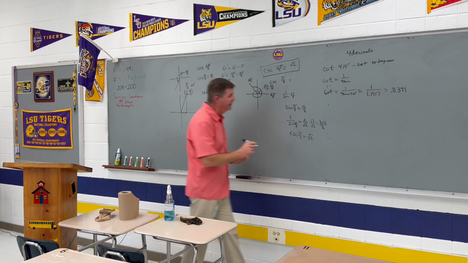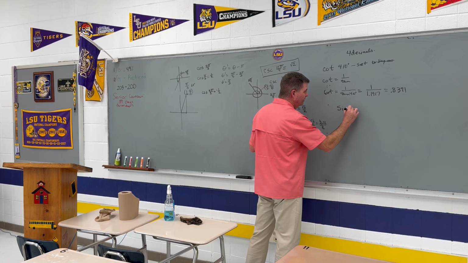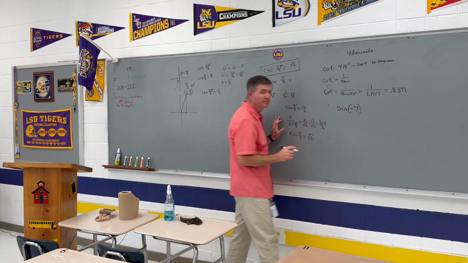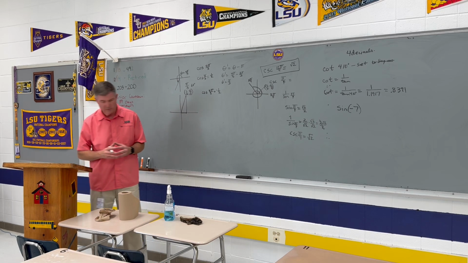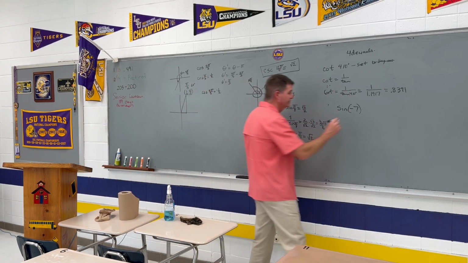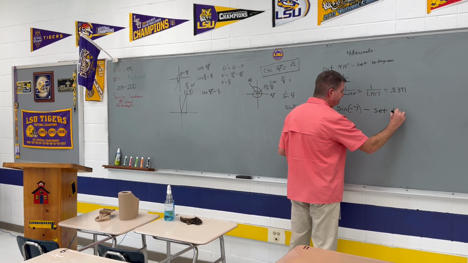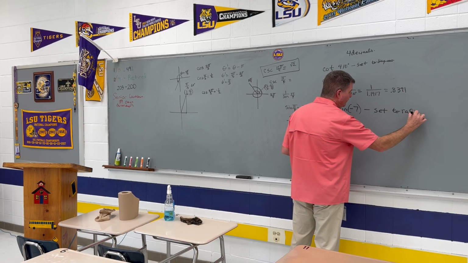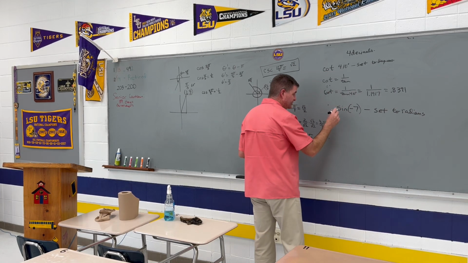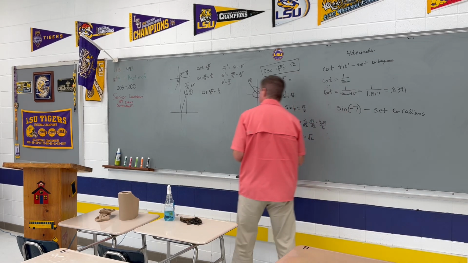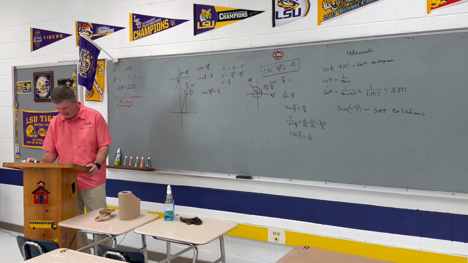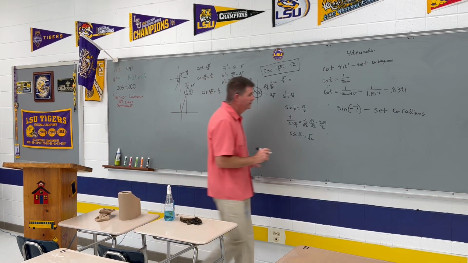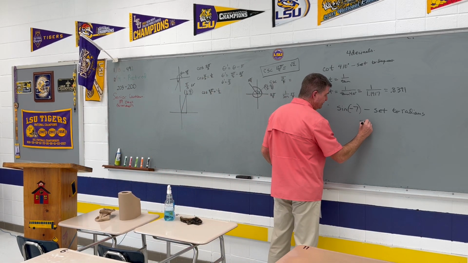Suppose I have the sine of -7. Again, -7 does not say -7 degrees, so we set the calculator to radians. We punch the sine, we hit -7, we close our parentheses, and when we hit enter, we should get -0.6569.